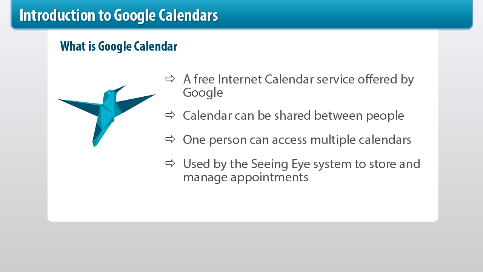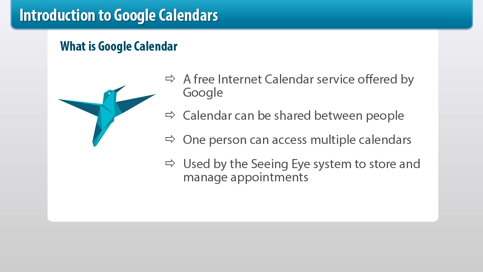So what is Google Calendar? It is a free internet calendar service offered by Google that runs online, and you can access it through a web browser such as Internet Explorer. It is very flexible and very powerful, as we will learn in this and future lessons. An individual's calendar can be shared between many people, and conversely, a single person is able to access multiple calendars.